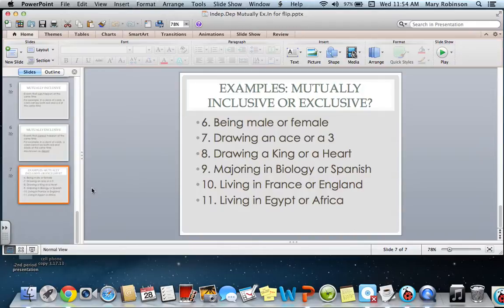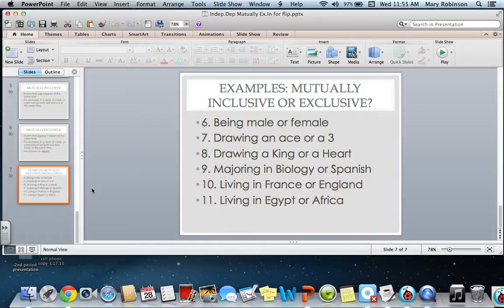Number 9, majoring in biology or Spanish. This one is a tricky one. You actually can double major and have both a major in biology and Spanish at the same time, making them mutually inclusive. Number 10, living in France or England is mutually exclusive. You cannot live in both at the very same time.